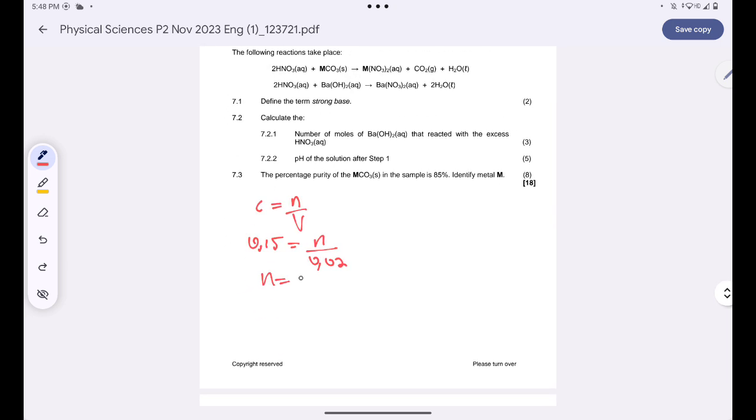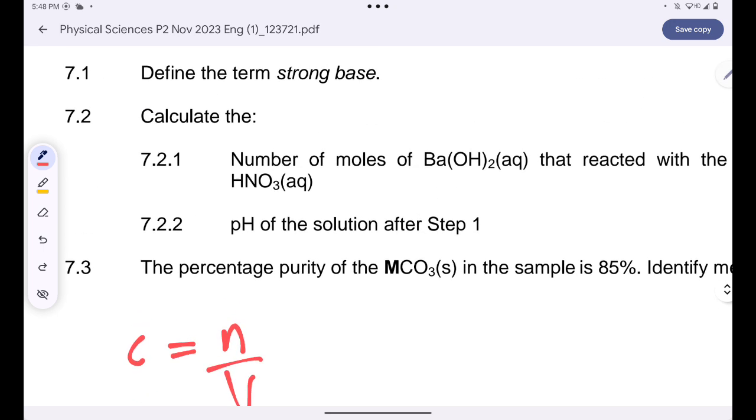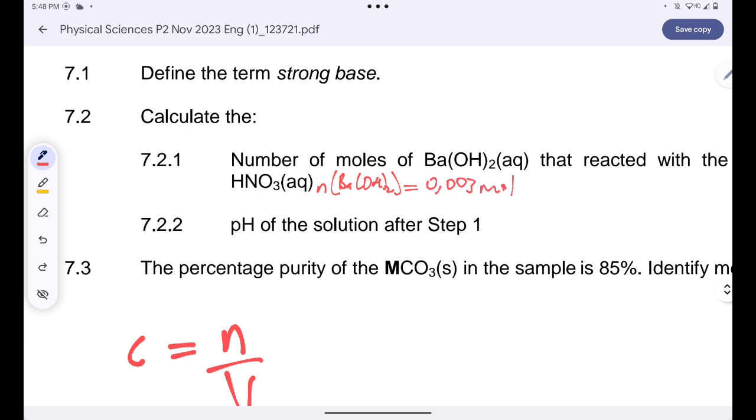This will give me the number of moles of barium hydroxide. This is 0.003 moles. The number of moles of barium hydroxide is equal to 0.003 moles.